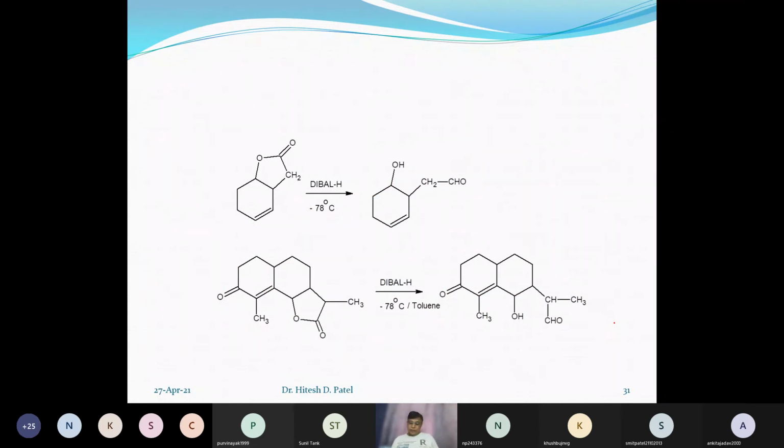Now we are going to discuss something different, another functional group, that is called lactone. Here, as I said, lactone means a cyclic structure. The C double bond O group is present, but that group is in a ring, or we can say in a cyclic structure. This is called lactone. So now when we are adding DIBAL-H at minus 78 degrees centigrade, what happens?